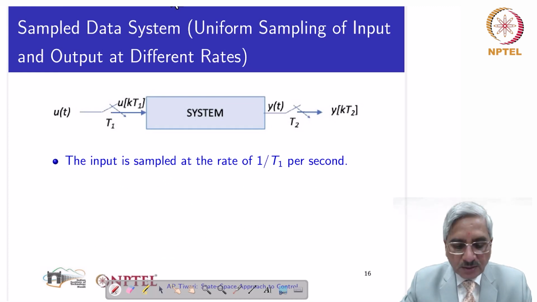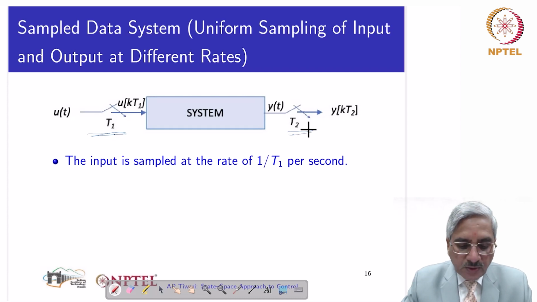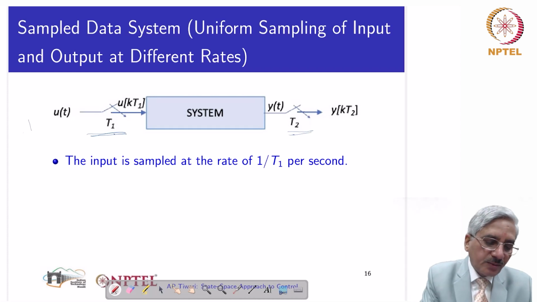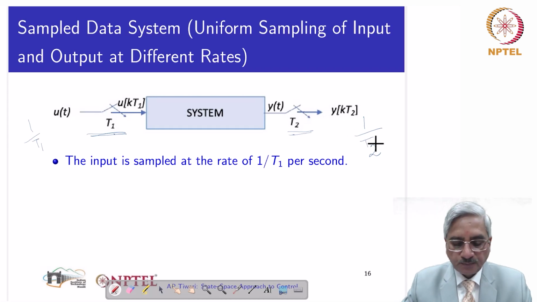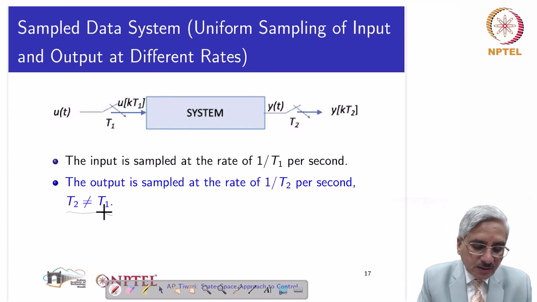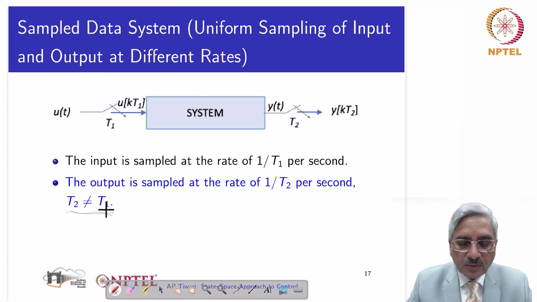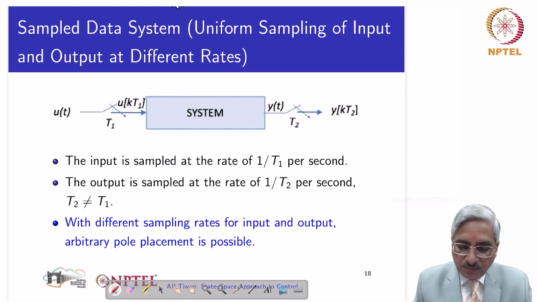So now we come to a situation in which we sample the input side at one rate and the output side at a different rate. So we are introducing samplers with different time periods. Sampling rate on the input side is 1 by t1 per second, and on the output side the sampling rate is 1 by t2 per second. And of course t2 and t1 are different, they are unequal. So we are going to develop the equations in such a situation, of course with some restriction on the choice of t1 and t2. We will see as we proceed further.